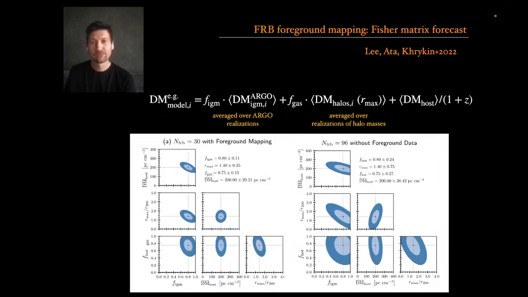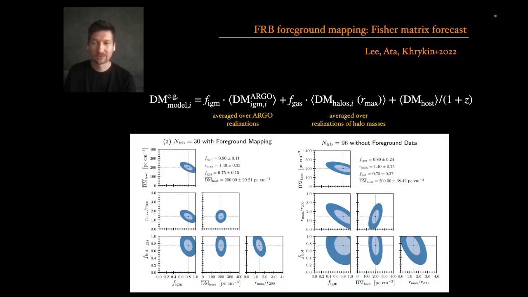And finally, to predict how accurately we can measure our model parameters, we have performed a Fisher matrix forecast, where for each mock FRB sightline, the model DM is given by this equation, where in the first term, the averaging comes from all the realizations of the density field for a given FRB. In the second one, the averaging is done over the different realizations of the halo mass.